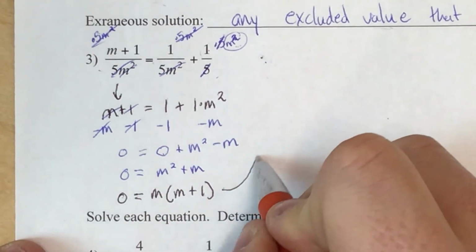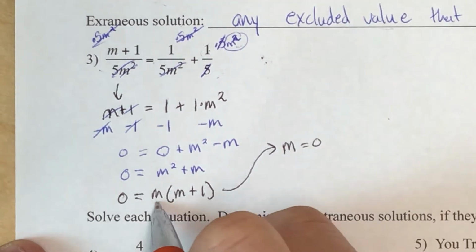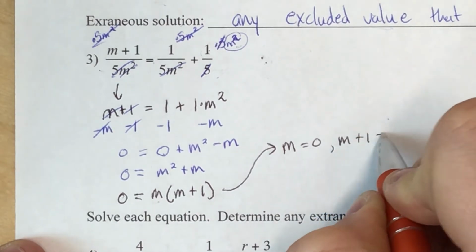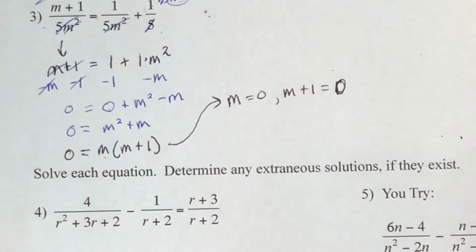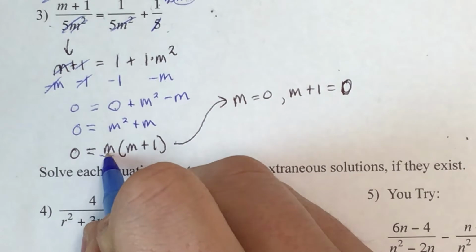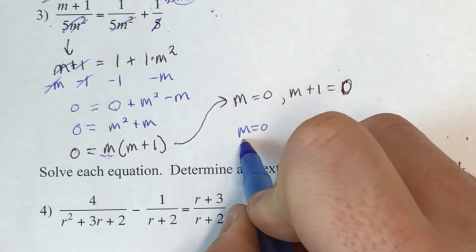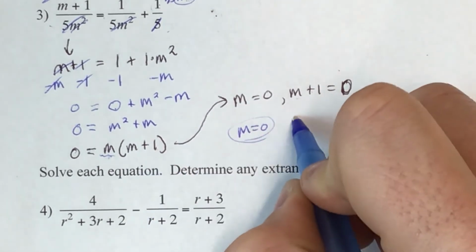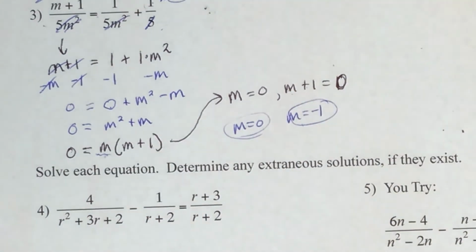And so your solutions are m is equal to 0, and I'm just setting the first one equal to 0, and m plus 1 is equal to 0. Well, this is easy. This factor right here, the only thing that makes it 0 is that you input 0. So one solution is m is equal to 0. And the other solution, when I have m plus 1 equals 0, you just have m equals negative 1 as your solution, because negative 1 plus 1 is 0.